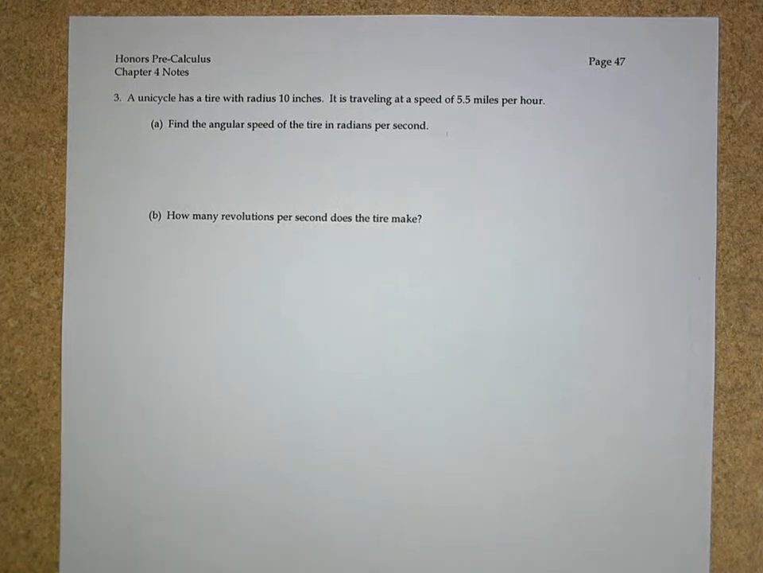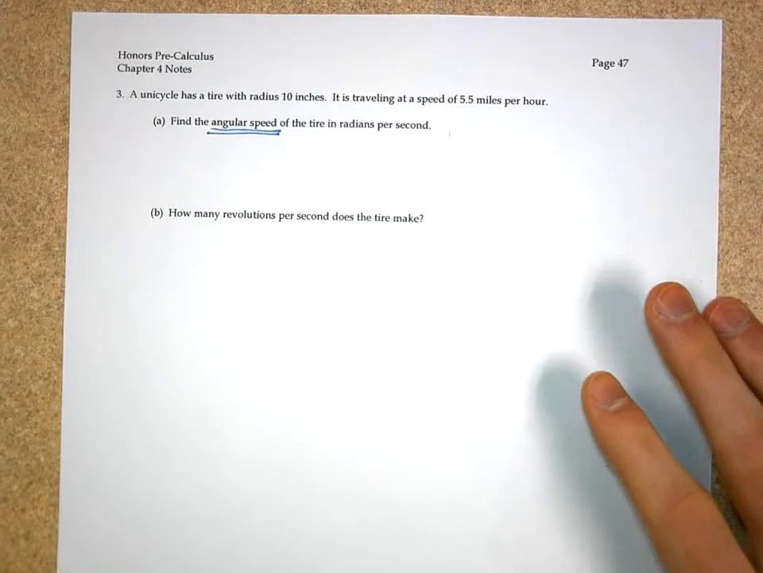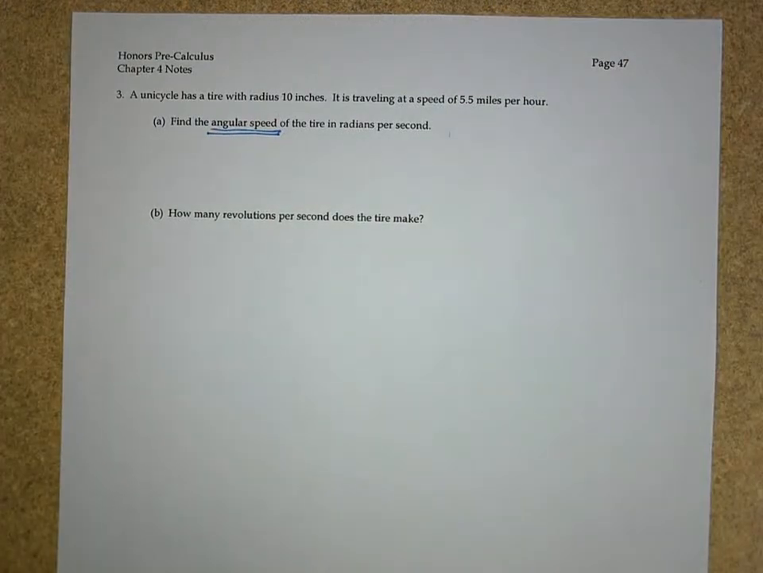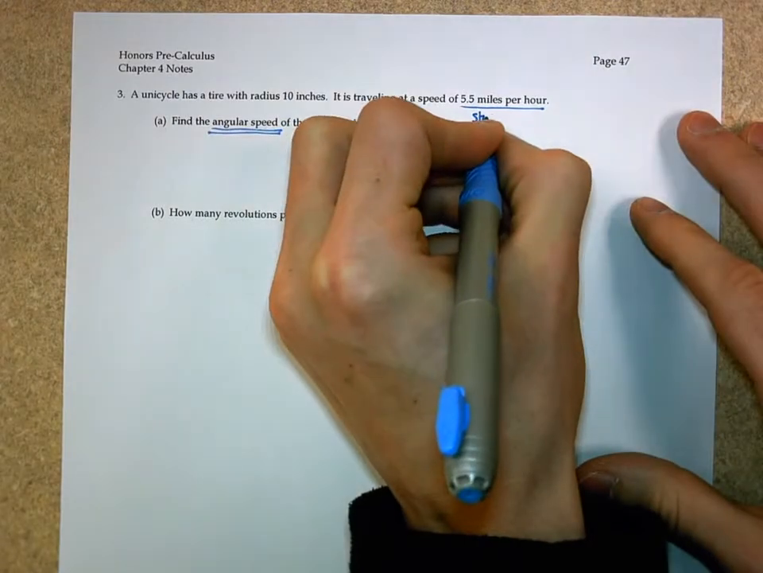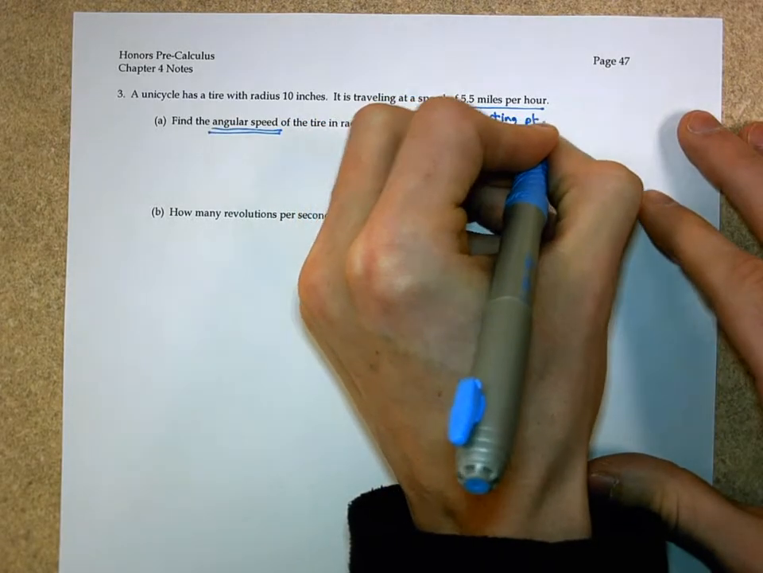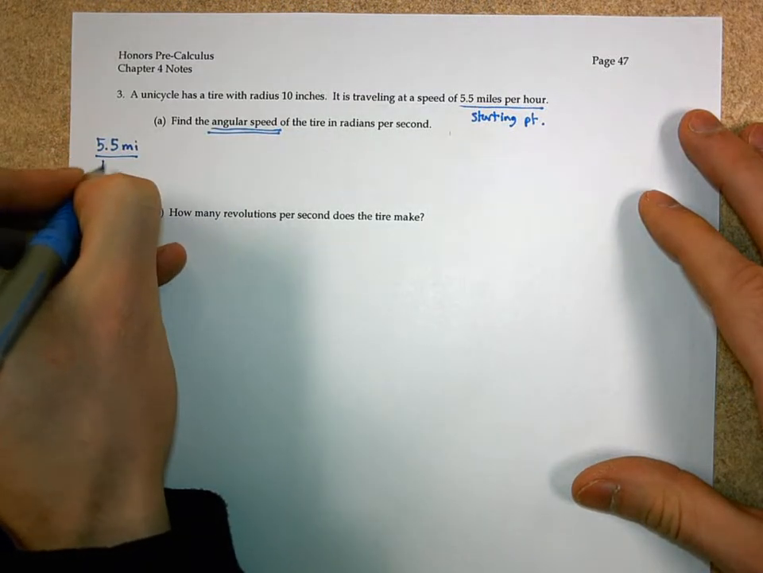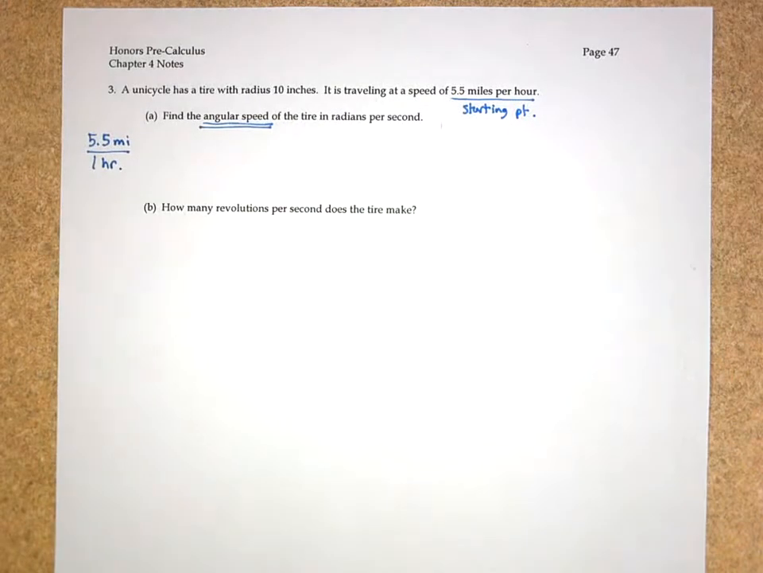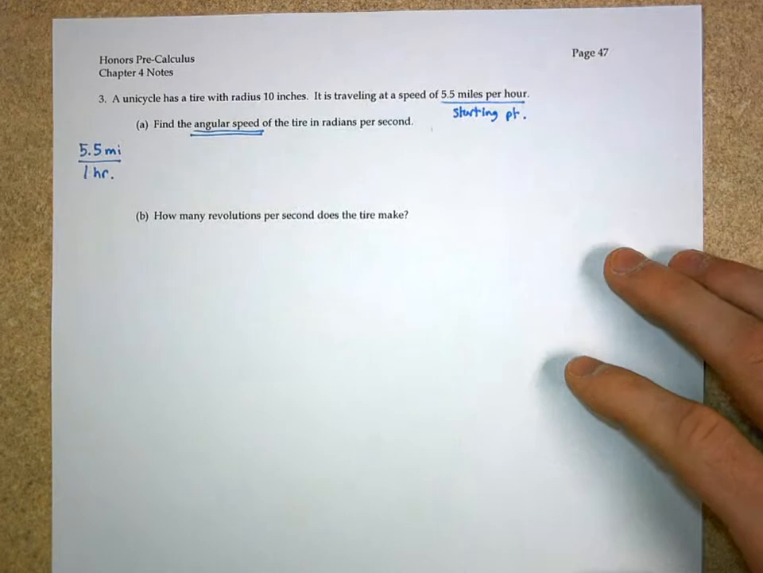The last example is going to use both linear speed and angular speed in order to calculate one of the pieces. And here we want to find the angular speed. So I'm given that a unicycle has a tire with radius of 10 inches and it is traveling at a speed of 5.5 miles per hour. So right there is my starting point. I'm telling you that we're going to go 5.5 miles in 1 hour. And my goal is to find the angular speed in radians per second.